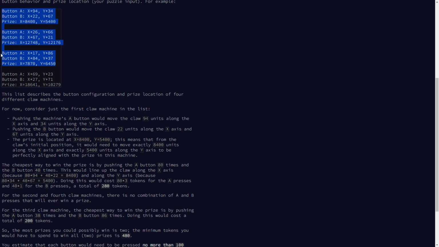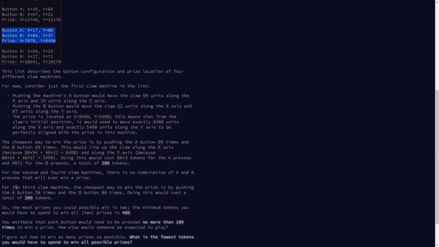And then for this equation, we have a solution. If we press the button A 38 times and B 86 times, okay, but doing this will cost 2200 tokens. We have to just add them up based on the number of tokens.